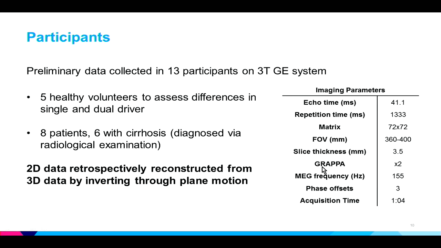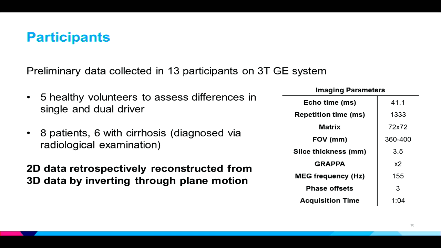So we've applied this in 13 participants, not too many. 5 healthy volunteers, and we also wanted to look at the spleen as well as the liver. So the 5 healthy volunteers, we did single and dual driver. Single driver, we just vibrate the liver or the spleen. Dual driver, we vibrate them both together. And then in our 8 patients, 6 who were cirrhotic, we just did dual acquisition.